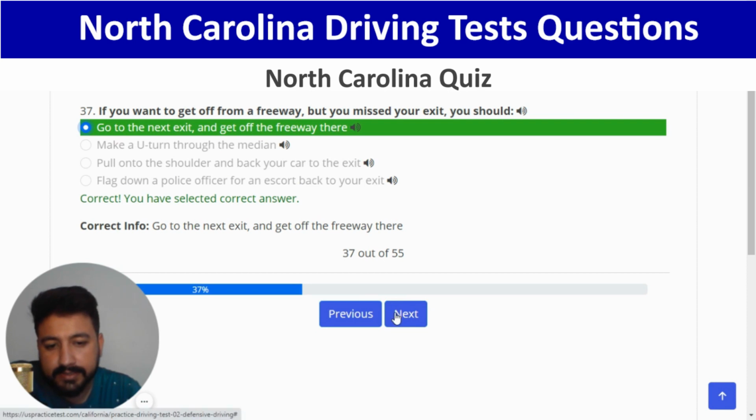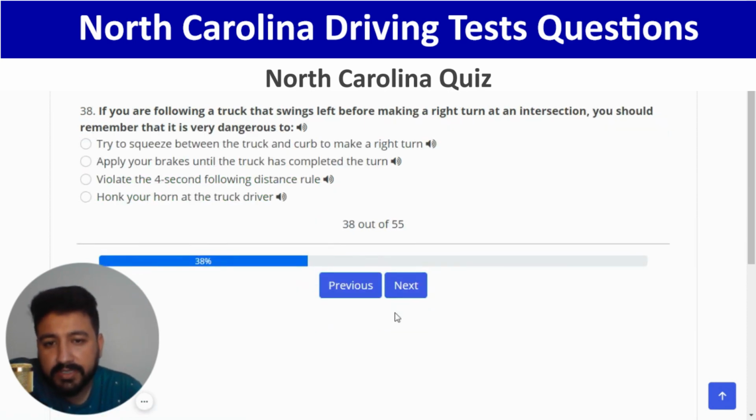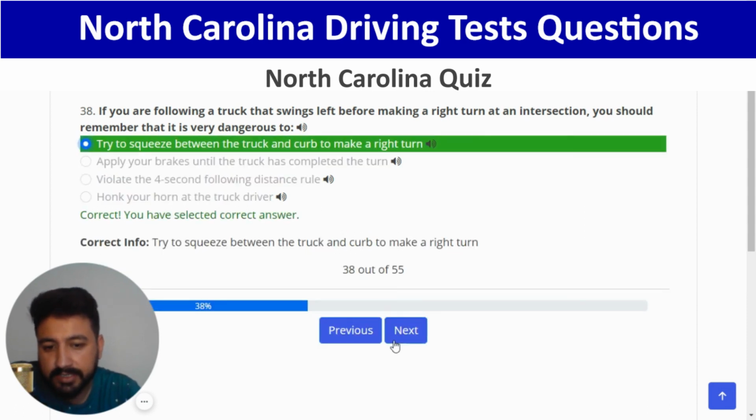And next. If you are following a truck that swings left before making a right turn at an intersection, you should remember that it is very dangerous to. So again, you can choose first option, which is try to squeeze between the truck and curb to make a right turn. So first option, this is the correct one.